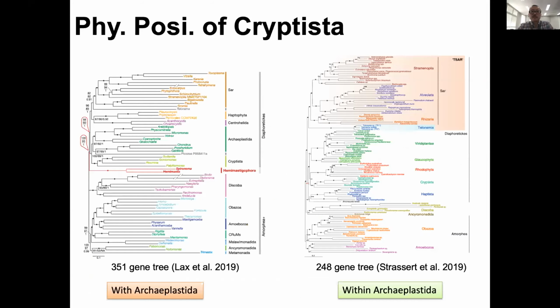On the other hand, the phylogenetic position of Cryptista is not stable. In this tree, Cryptista branched together with Archaeplastida. Cryptista is a sister of Archaeplastida. On the other hand, in this tree, Cryptista branched within Archaeplastida. Cryptista is here. Cryptista forms a clade with Rhodophyta, and then the rhodophyte and Cryptista clade is a sister of the green and glaucophyte clade. So the phylogenetic position of Cryptista is not stable. These are the background information on Cryptista.